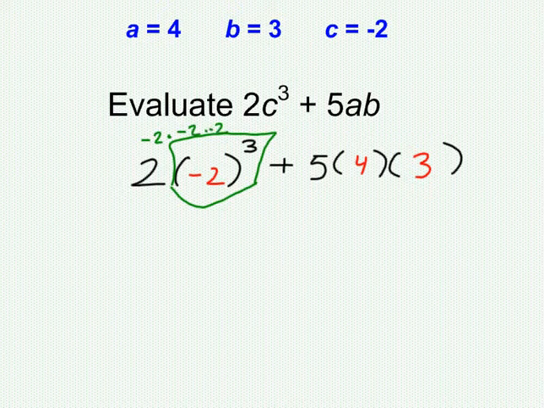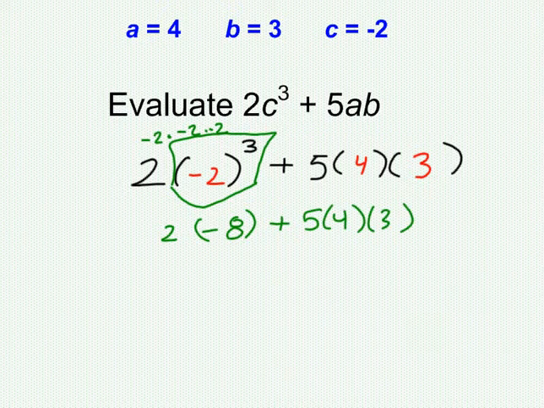Negative 2 cubed means that you're multiplying negative 2 times negative 2 times negative 2. Negative 2 times negative 2 gives you positive 4. Positive 4 times negative 2 gives you negative 8. You then rewrite the rest of your expression. The next step is going to be to multiply and divide, or from left to right. Here we don't have any division, so we're just multiplying. 2 times negative 8 gives me negative 16.